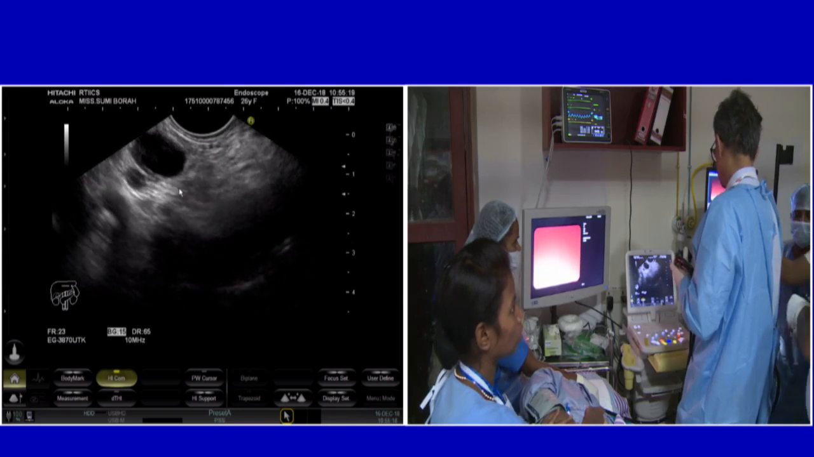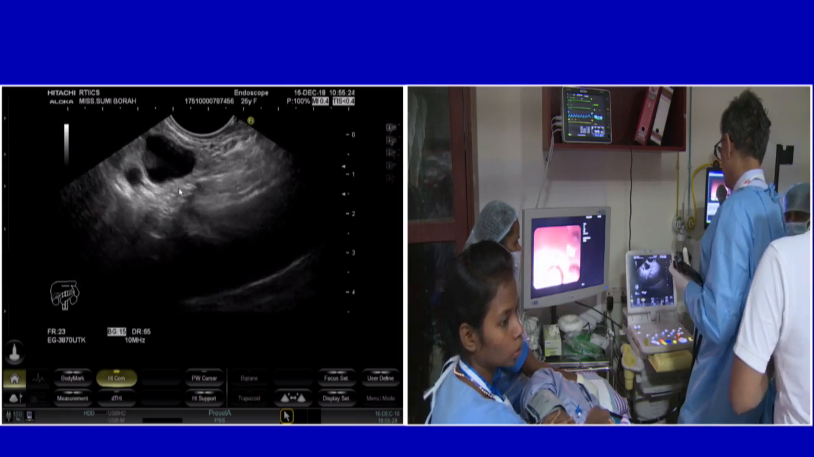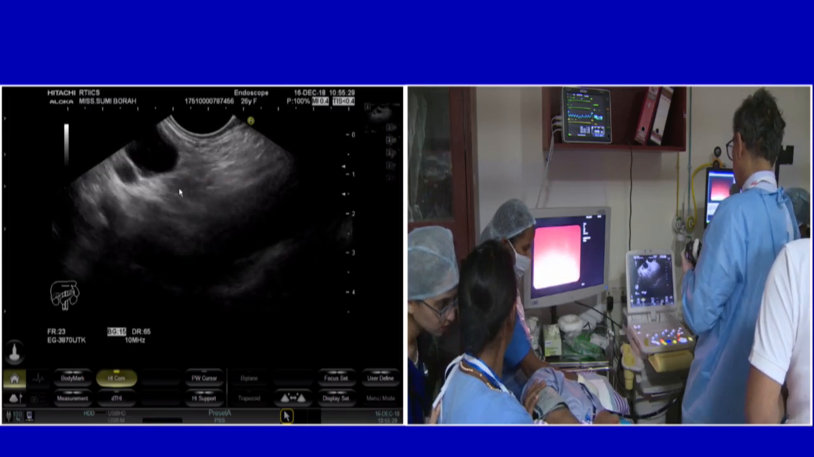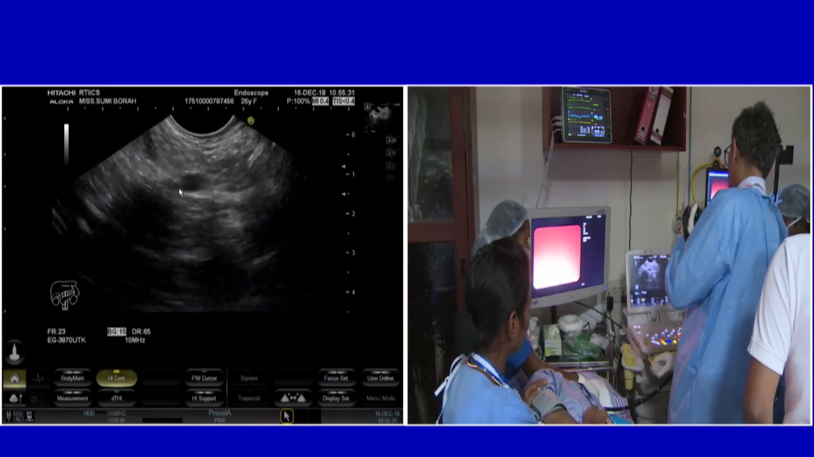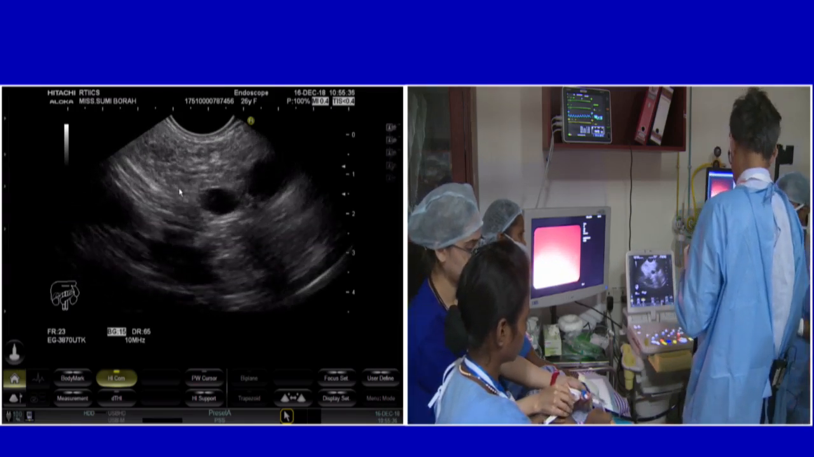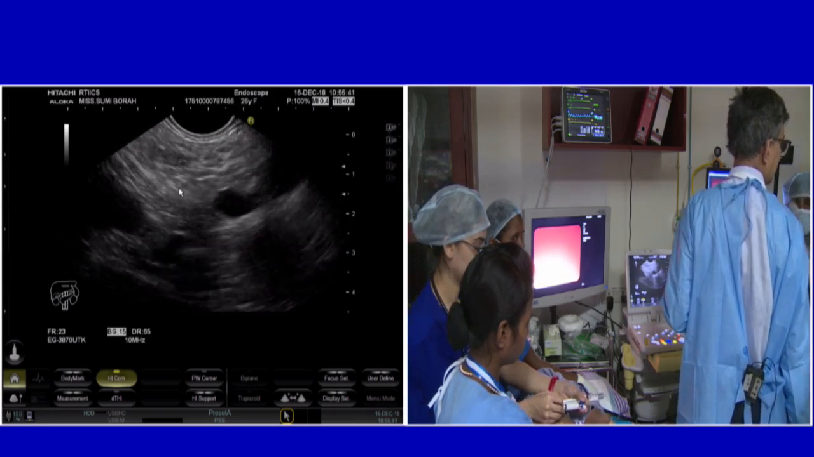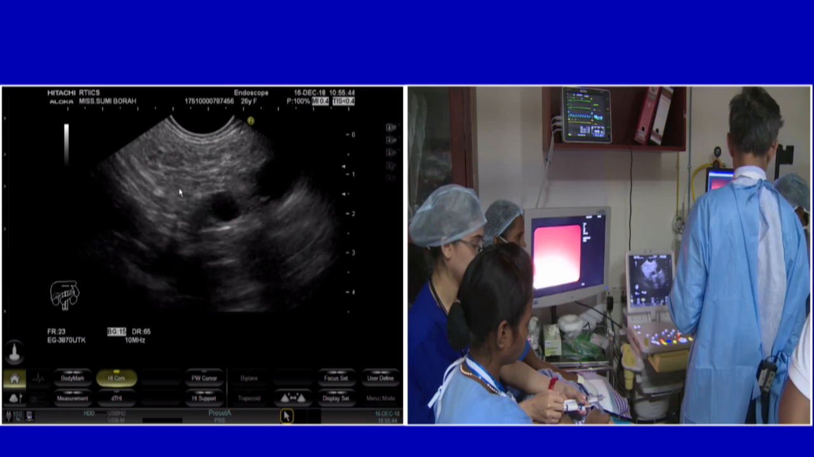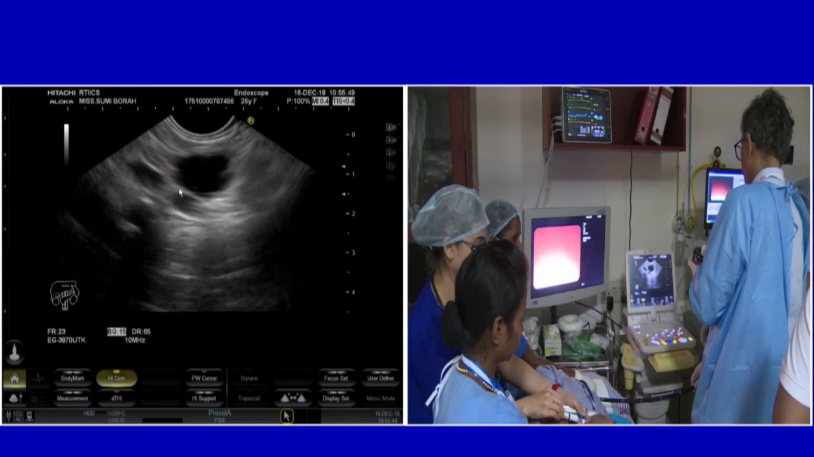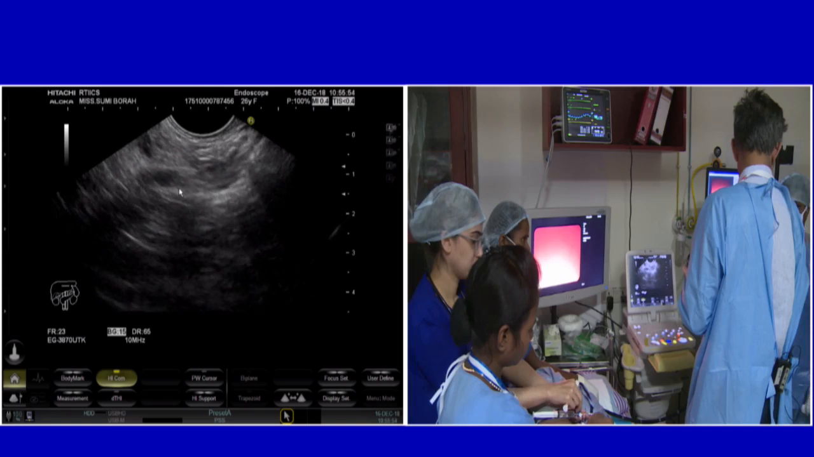Now we are finding a cyst here in the body, and this part is in front of aorta. So we are coming as we are rotating. This is the body of pancreas. So now we rotate here, and as we rotate here now, this is the cyst in the body going towards tail of pancreas. Can you hear me now?